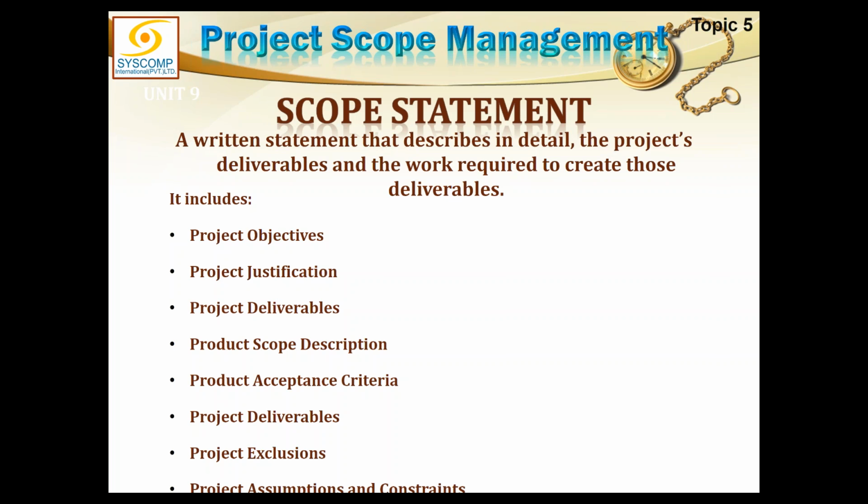Identification of stakeholders and all those things, they might have been provided some input at the charter level. Anyways, you define the project objectives, project justification has to be provided, project deliverables, what will be the project deliverables, what is the scope description, acceptance criteria, any inclusions or exclusions, assumptions or constraints, limitations, risks, all these things have to be defined in the scope statement in a little bit more detail than the charter or any previous document.